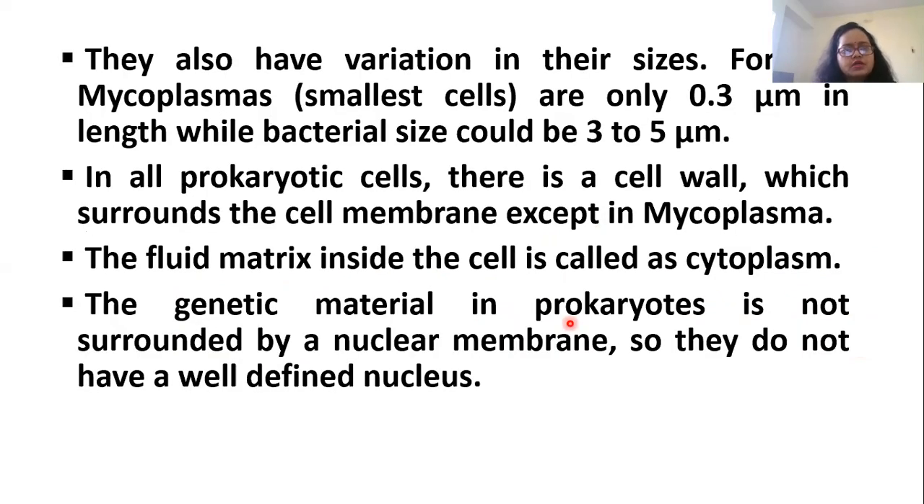So they also have variation in their sizes. For example, mycoplasma's smallest cells are only 0.3 micrometer in length, while bacterial size could be 3 to 5 or 1 to 2 micrometer. In all prokaryotic cells, there is a cell wall which surrounds the cell membrane, while in case of mycoplasma, cell wall is absent. So we can say that mycoplasma are exceptions where cell wall is not present.